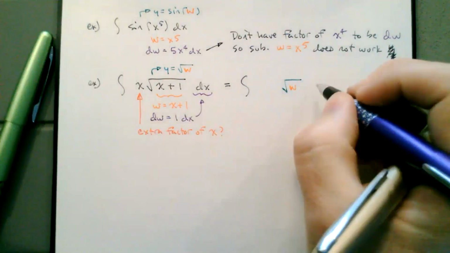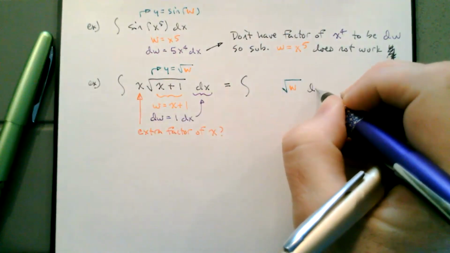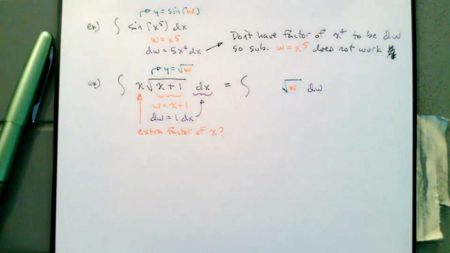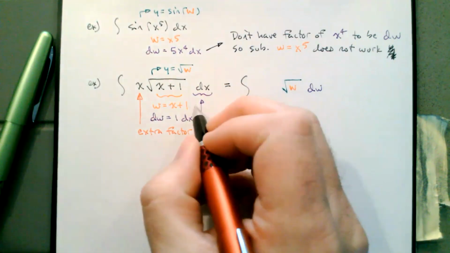The dx is just directly replaced with a dw, but that still leaves us this x out front to be dealt with. Fortunately for our heroes, we made a linear substitution. W is equal to x plus 1. If we solve that for x, we find out that x is equal to w minus 1.